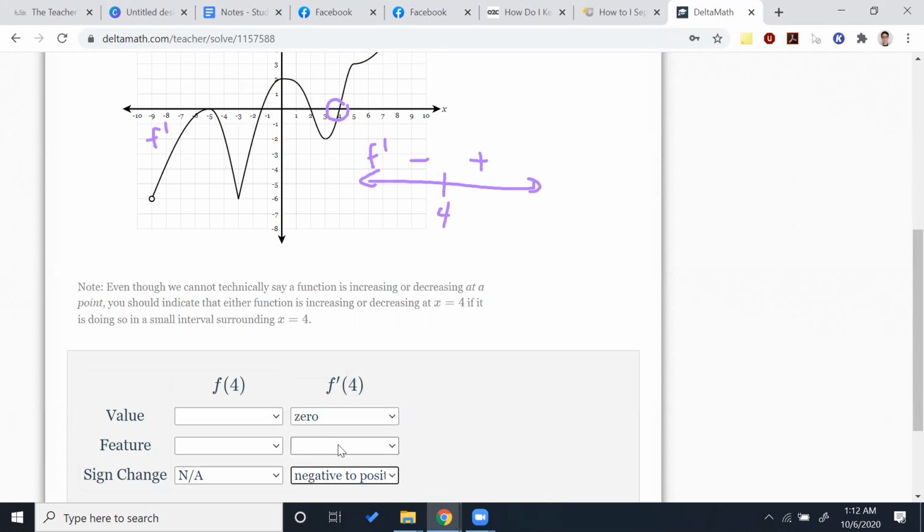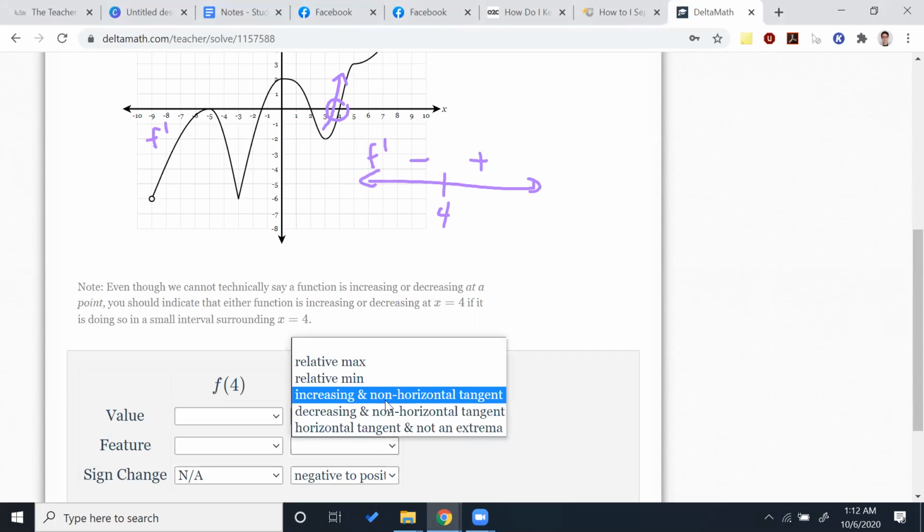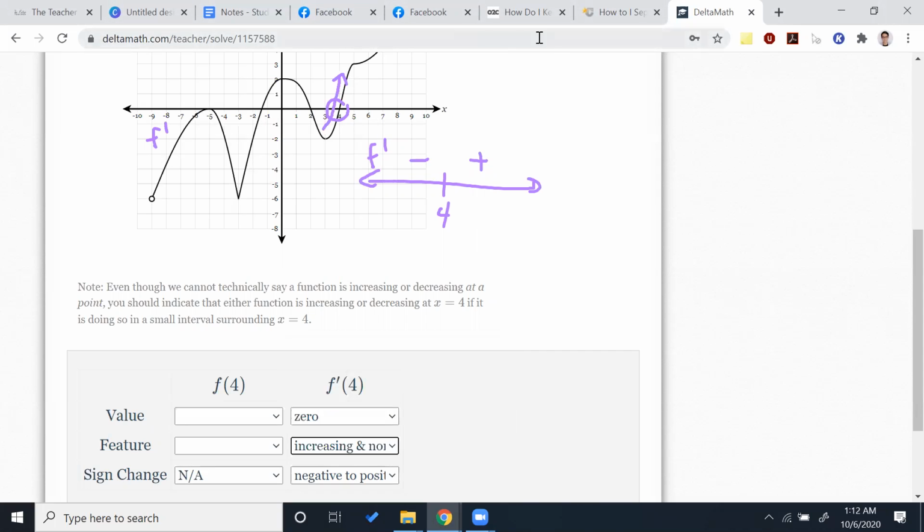The feature is that, well, if we're just talking about the graph and how it's going up and down like a roller coaster, f prime of 4 is on its way up, isn't it? So you'll see that's increasing.